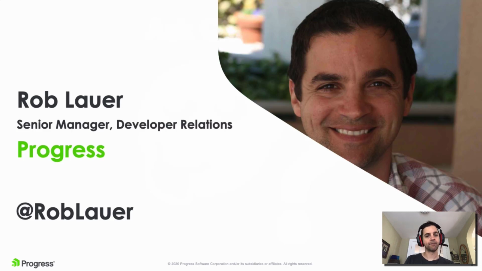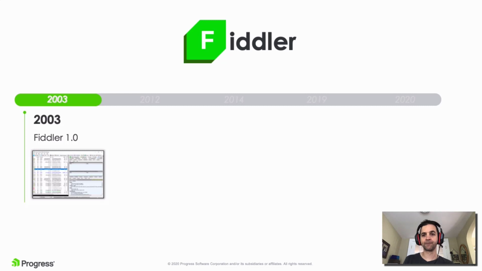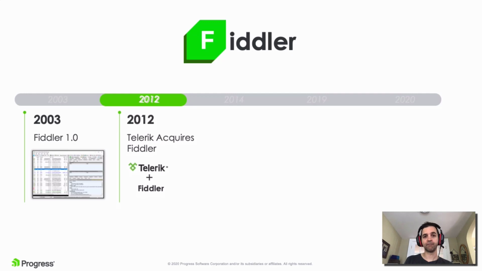So I do want to start with some background on Fiddler and make sure we're all kind of starting at the same level playing field. So let me start with a quick timeline of the Fiddler story. Now, Fiddler was first released back in 2003 as a free network debugging proxy on Windows only. It soon became kind of the default go-to tool for network debugging. Fast forward all the way to 2012, Telerik acquired Fiddler, and thankfully for all of us, kept it completely free to use. A couple years later, Progress acquired Telerik, and hence acquired Fiddler.